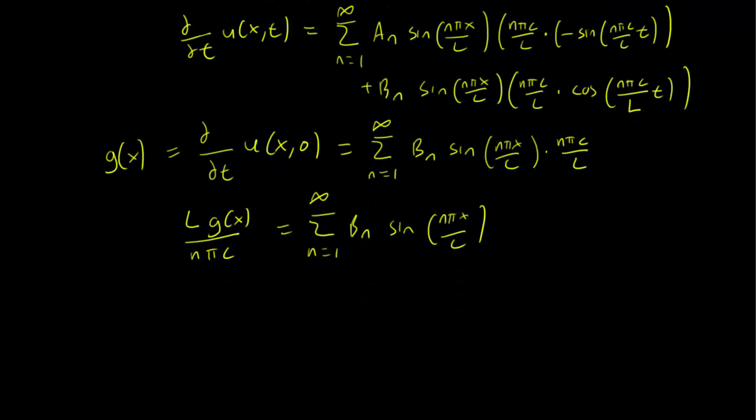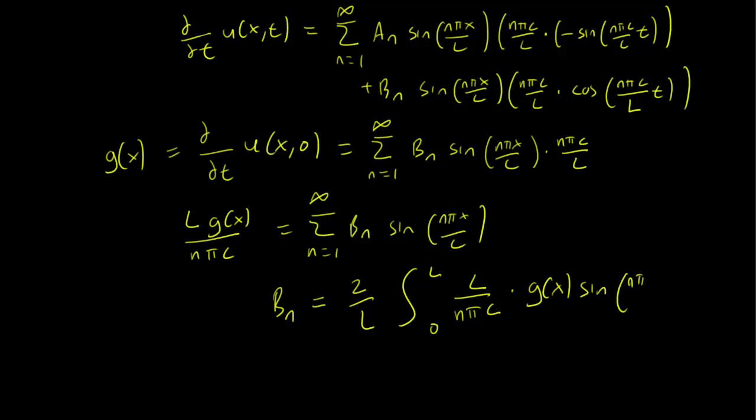And yeah, that's another thing that we've already done. So we know this is actually equal to 2 over L times the integral from 0 to L of the function L over n pi c times g(x) sine n pi x over L dx. And this is how we solve the vibrating string equation with fixed ends.